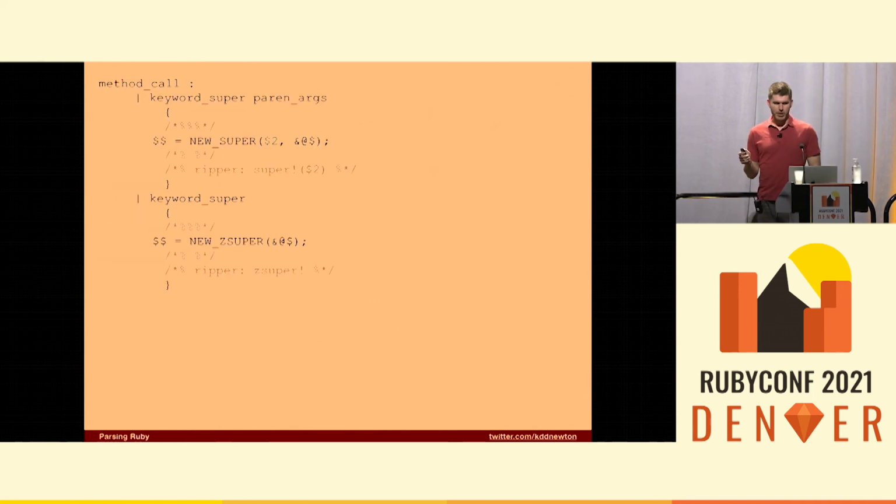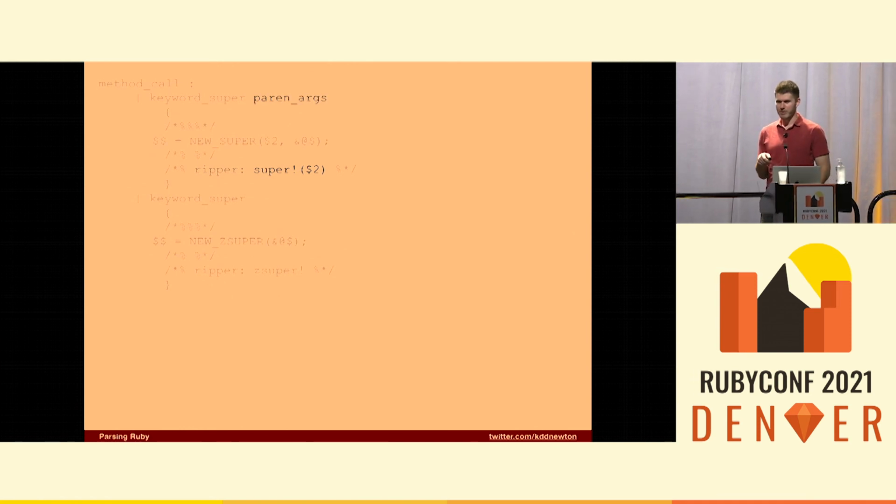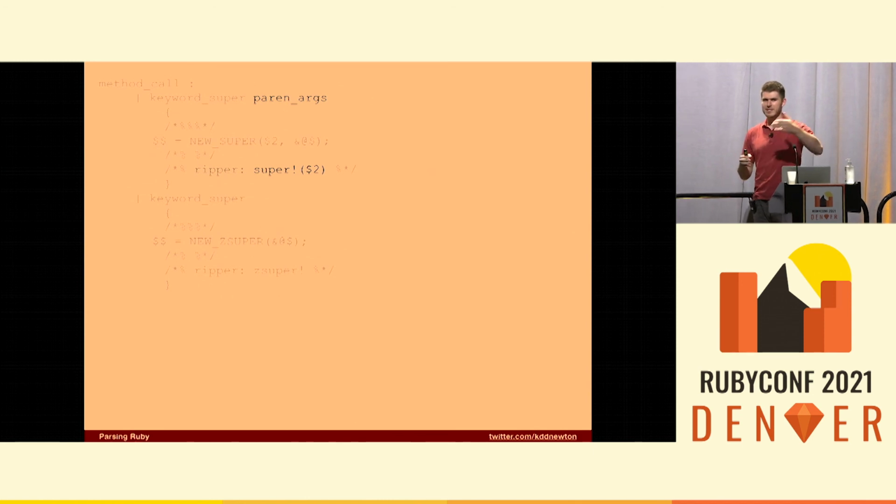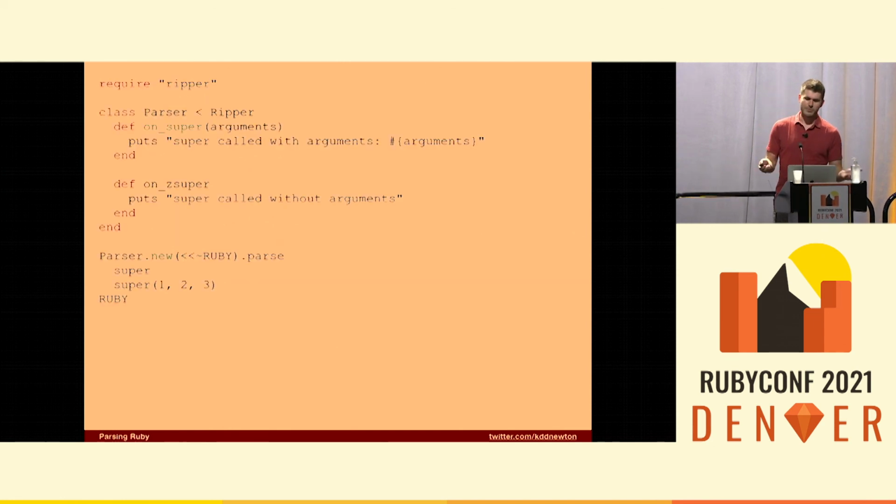If we go back to our grammar, we can see that this is being passed an argument. What argument is it being passed? It's being passed the paren args argument. Remember, the way this works is as things are getting reduced, whatever value you have for that node gets passed up the tree. We didn't implement a handler for those events, so we get nil. So, okay, we have a problem.